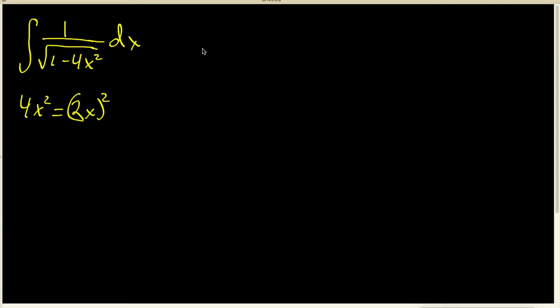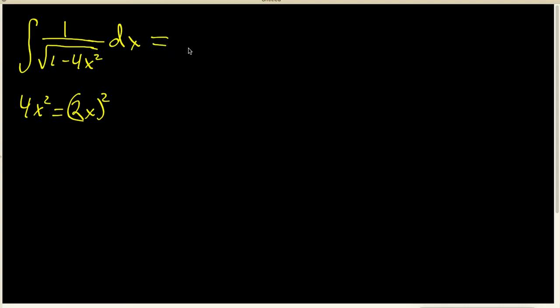Our first example is going to be this. I want to find the integral of 1 over the square root of 1 minus 4x squared dx. Now, it's tempting to think about u being equal to this whole mess here, but when you do that, the u substitution is not going to work. It's going to fall apart. The trick in this one is to realize that 4x squared is the same thing as 2x quantity squared.